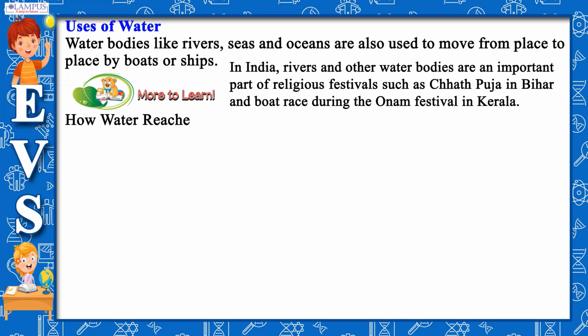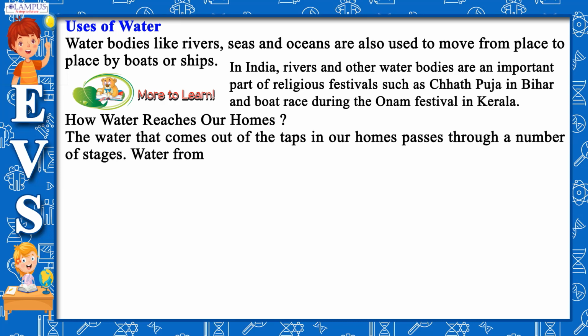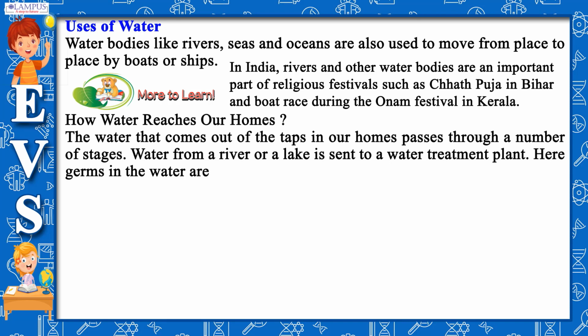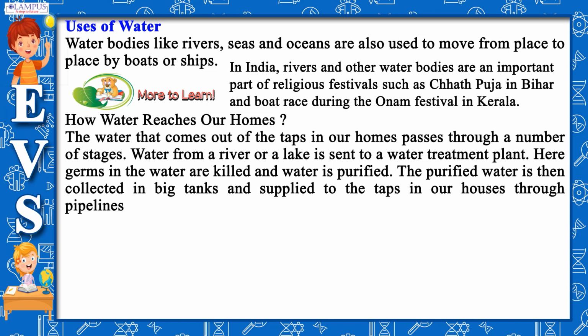How water reaches our homes? The water that comes out of the taps in our homes passes through a number of stages. Water from a river or a lake is sent to a water treatment plant. Here germs in the water are killed and water is purified. The purified water is then collected in big tanks and supplied to the taps in our houses through pipelines.